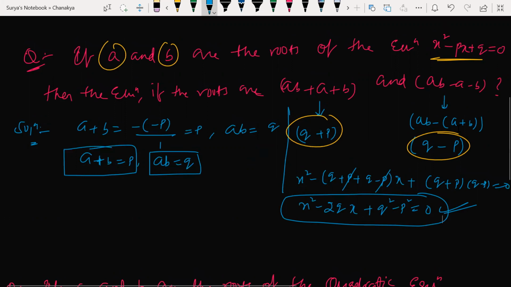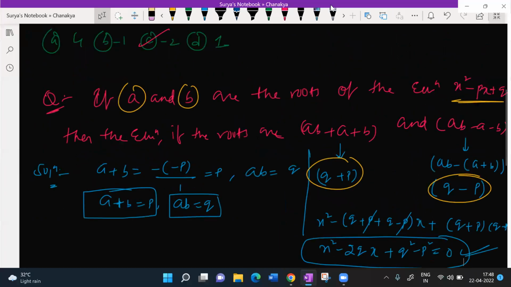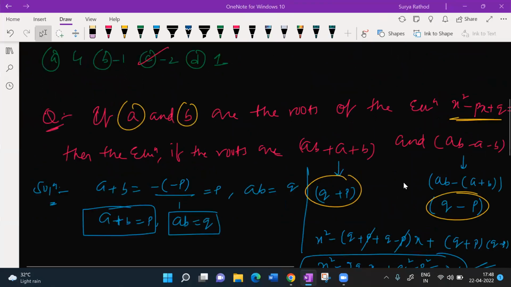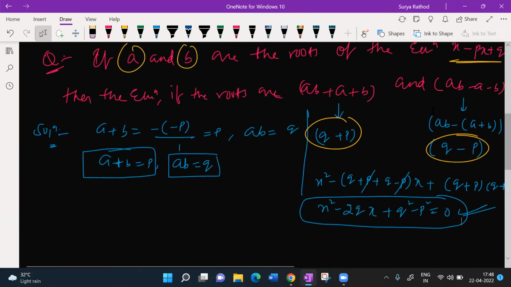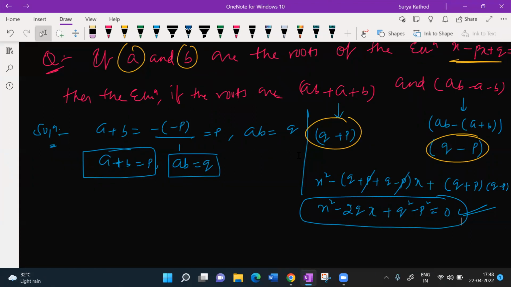How many of you got this answer? Same answer. Any doubt? See, if you are not able to understand, you can freely ask me, sir, I didn't understand this step. There is no need to feel shy in the class. I think you made a mistake, Kavya. I don't find your answer is correct. Check your answer.